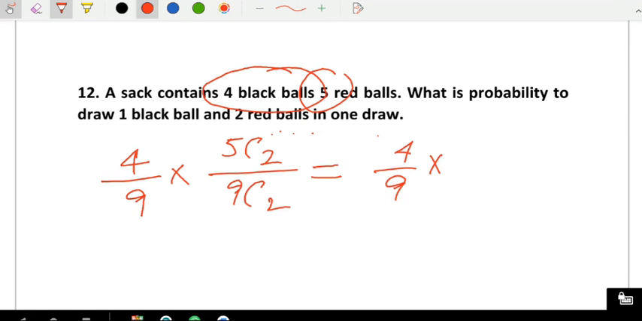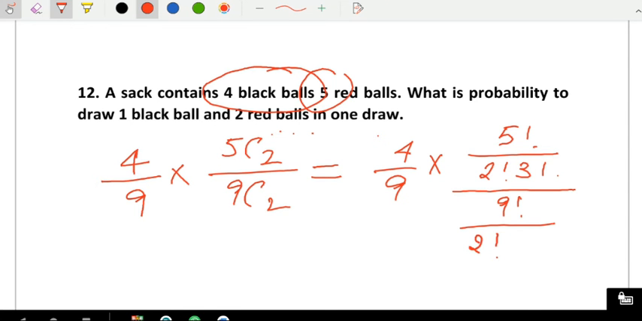Now put the value of 5C2. So 5C2 will be 5 factorial divided by 2 factorial and 5 minus 2, 3 factorial. You must be knowing this formula. 5C2 is nothing but 5 factorial divided by 2 factorial and 5 minus 2, 3 factorial. Again 9C2 is 9 factorial divided by 2 factorial and 9 minus 2, 7 factorial. Now you can simplify. So it will come 4 by 9. I will write as it is.